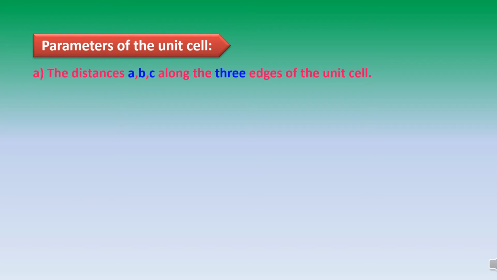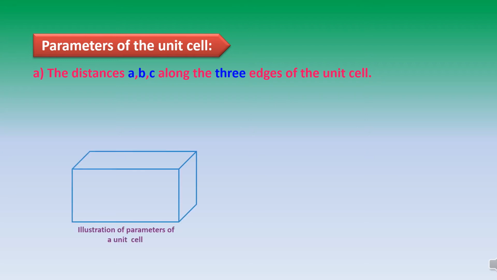First one in that parameters, the distance A, B, C along the three edges of the unit cell, and we call that one as an edge length. A, B, C are the edge lengths, and look at this particular diagram. See, A is an edge length, B is also an edge length, C is also an edge length. So these are edge lengths along the X, Y, Z axis.